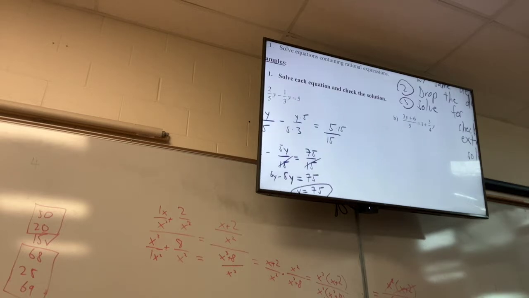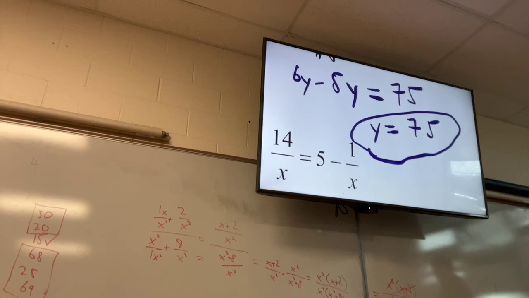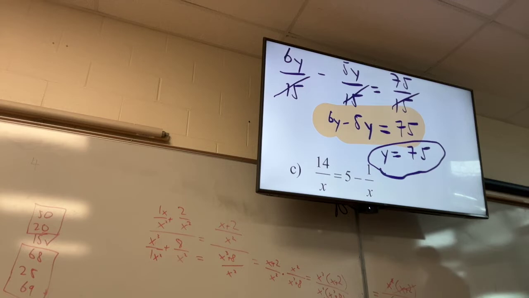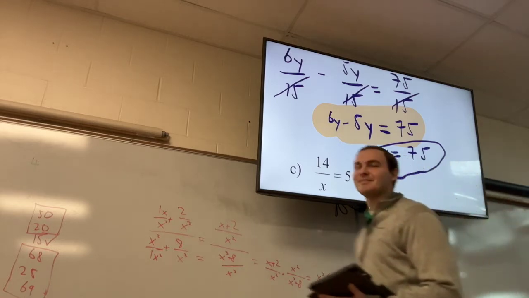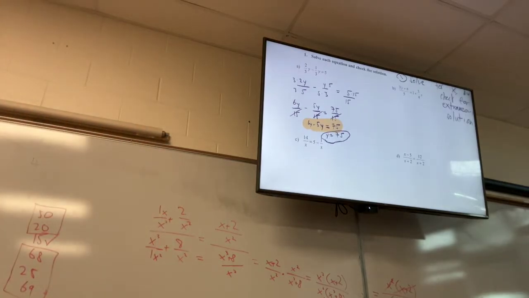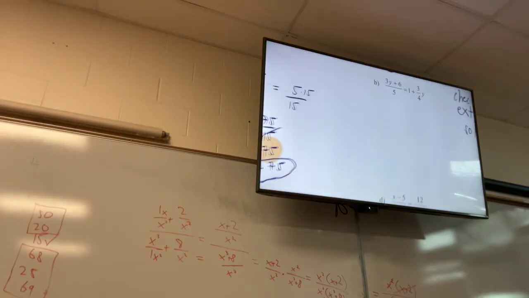Why does y equal 75? Do you guys see how I got to this equation? Yeah, so you guys saw how I got there, right? And then 6y minus 5y equals 75. That's y equals 75. If you can't solve that, we have bigger problems. Oh. I know you can. Throwing shots. I know you can, though. Okay.